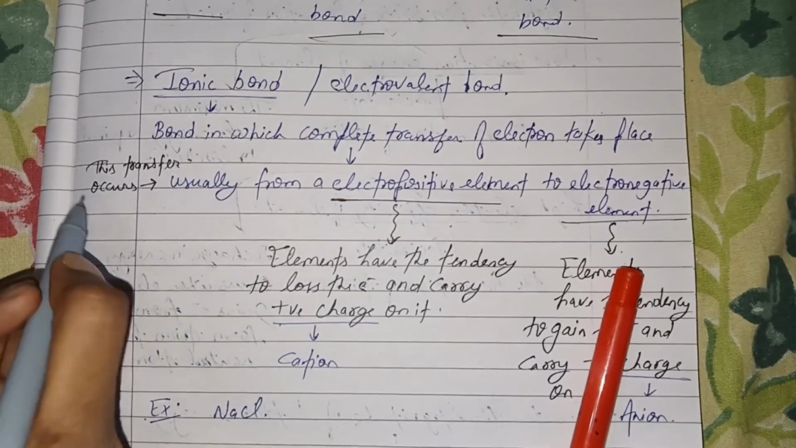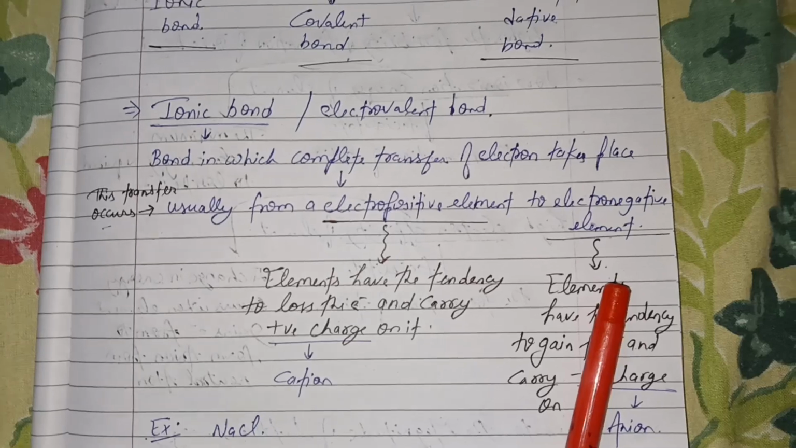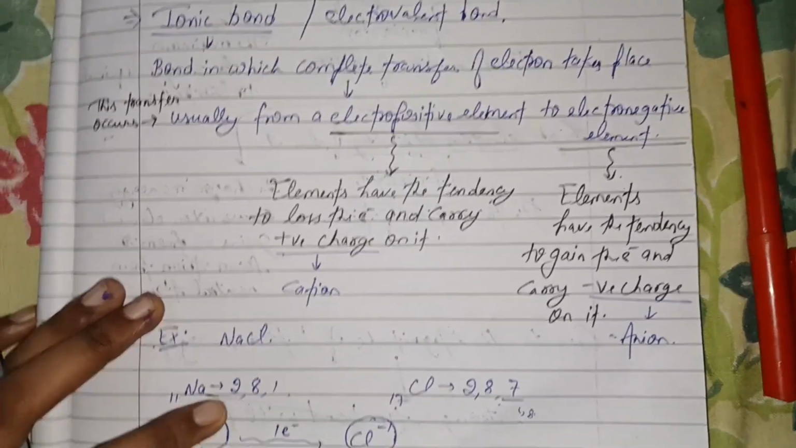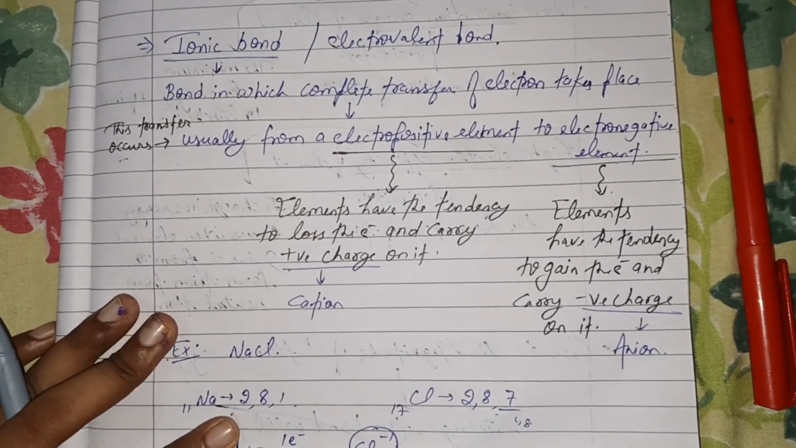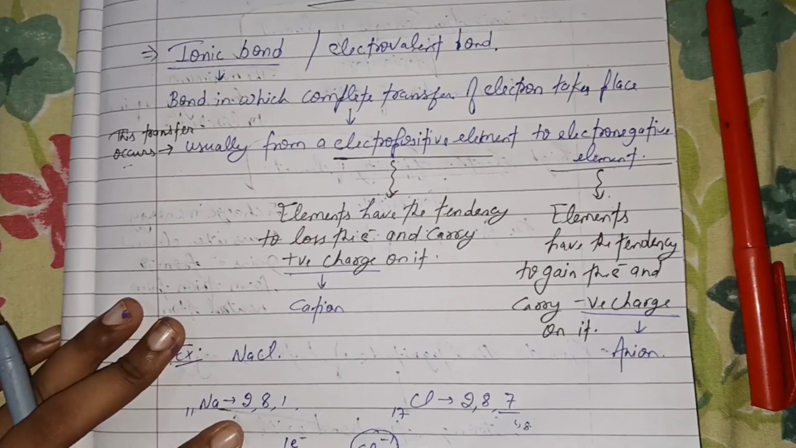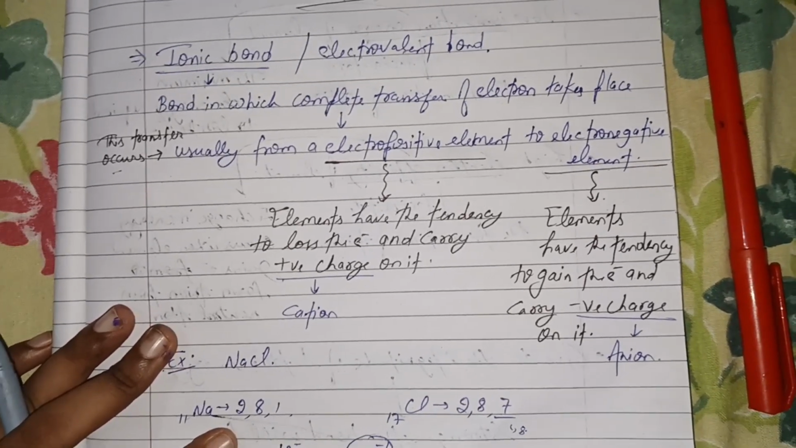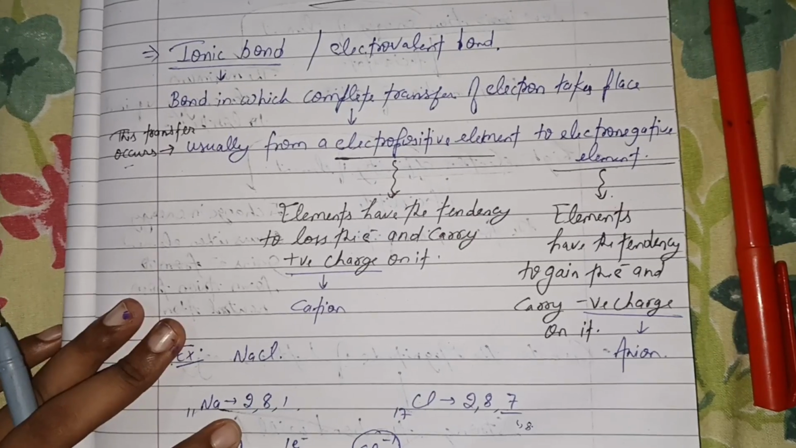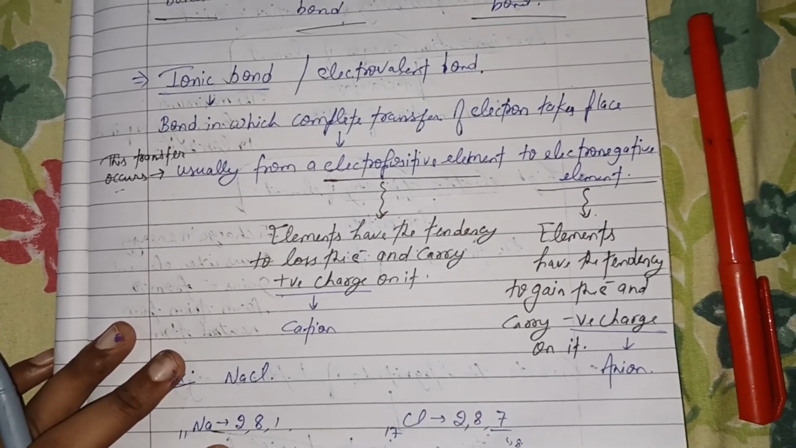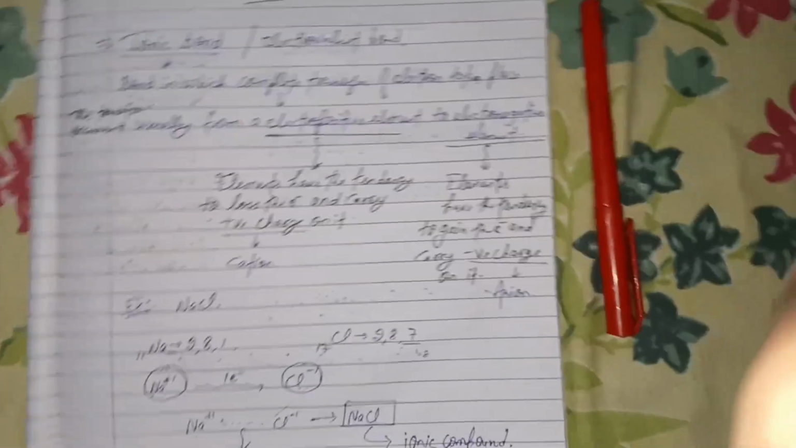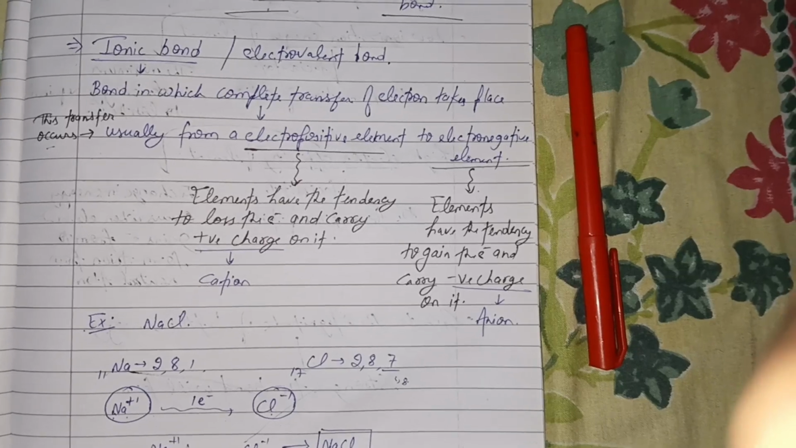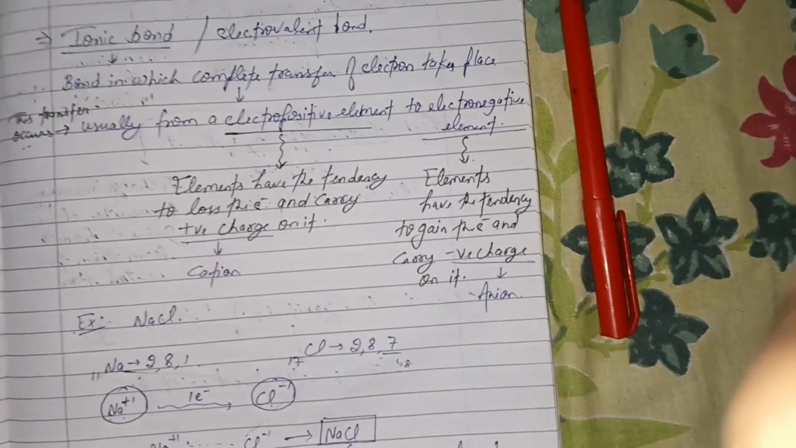Now this transfer of electrons usually occurs from an electropositive element to an electronegative element. Now what is an electropositive and what is an electronegative element? Electropositive elements are those elements which can easily lose their electrons for completing their octet in their valence shell, or we can say for having 8 electrons in their valence shell. And electronegative elements are those elements which can easily gain electrons for completing their valence shell with 8 electrons.